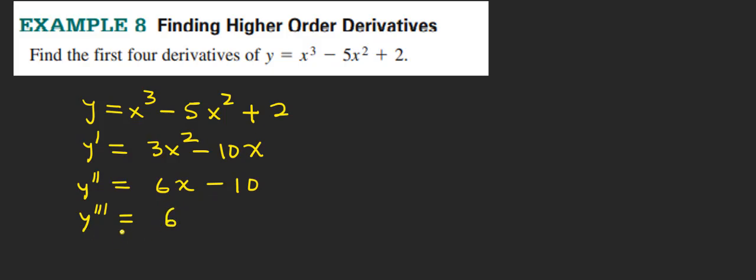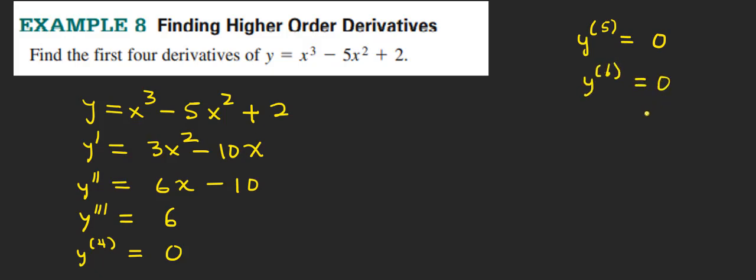Now, the fourth derivative. We don't want to write prime 4 times, so after y triple prime, we just write y parentheses 4. And then what is the derivative of 6? 0. Now, what will be the fifth derivative? Y to the fifth derivative, that's going to be 0. And the sixth derivative? Also 0. And so forth. You get the idea.